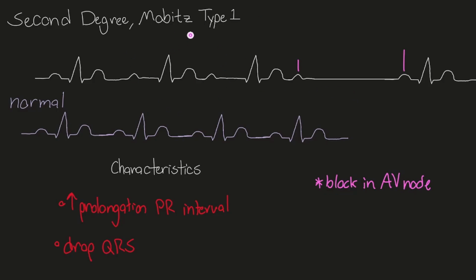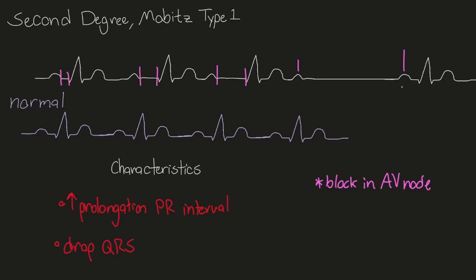Now we can see a similarity between this Mobitz type 1 second degree and our first degree block, and that is the prolongation of our PR intervals. But there's a difference. The difference is that as we go along with each occurring beat, our PR interval is getting larger, and it keeps getting larger until we have a drop in a QRS complex.